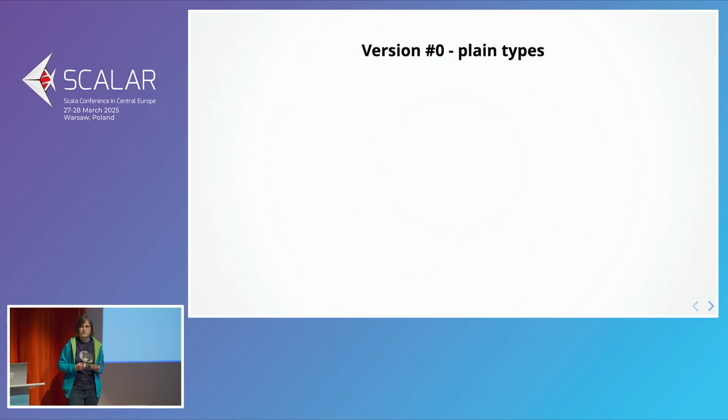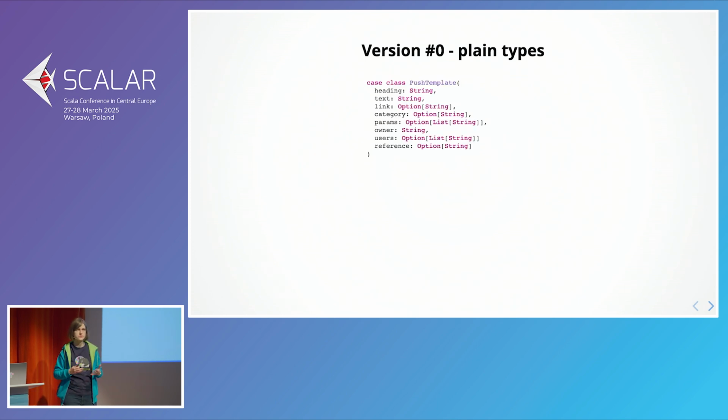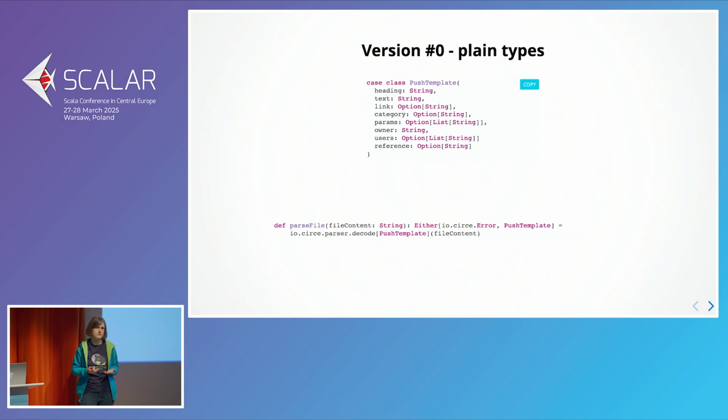So how would we start with modeling that? If we are using plain types, if we are reading it from YAML files, we would probably have just a bunch of fields where most of them would be strings or optional strings or list of strings. And then we would read it using some kind of decoder. So in our case, Circe decoder, so that using Circe parser decode, we can get as a result just two things. Either a correct push template or some kind of Circe error.